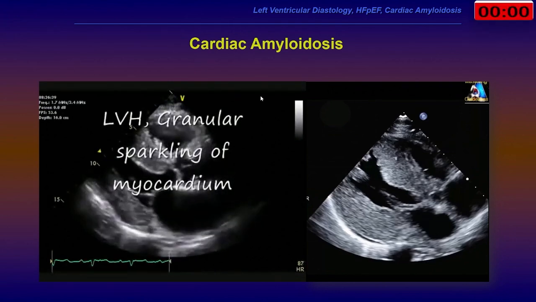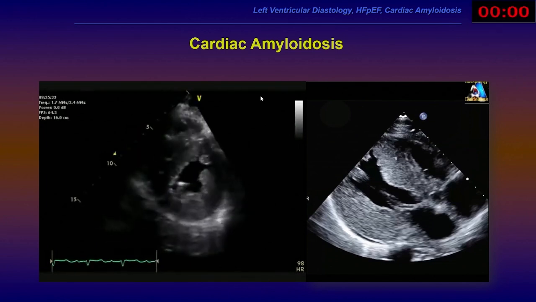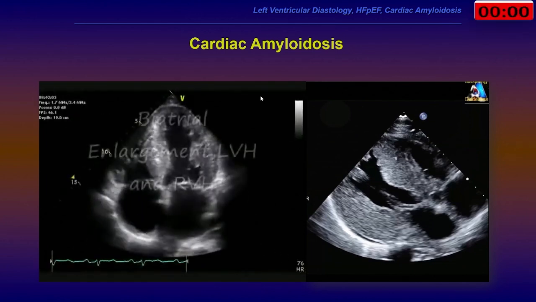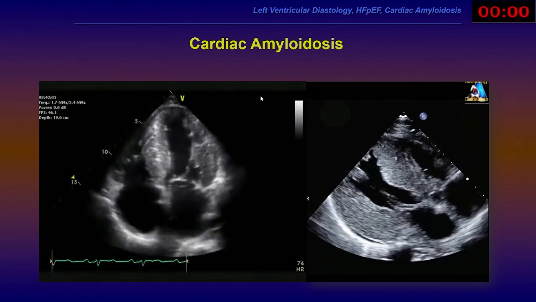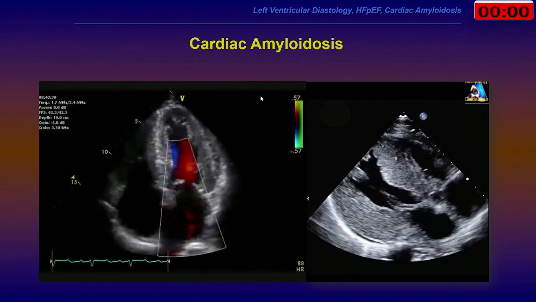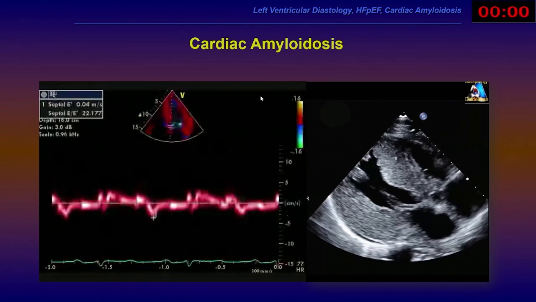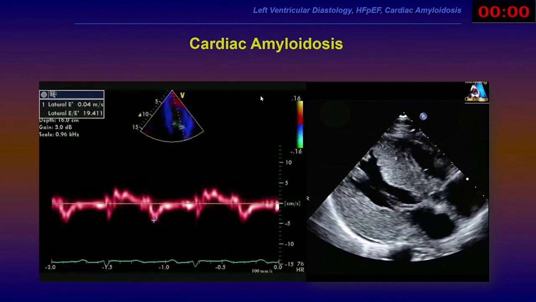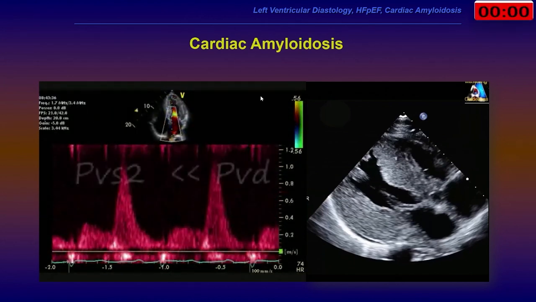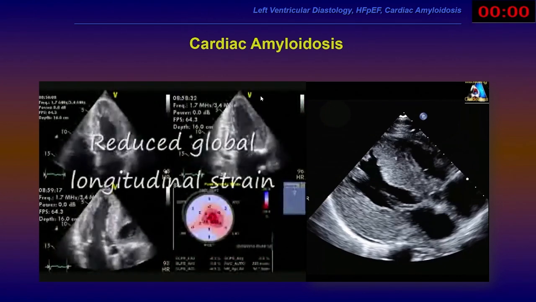So here are 2 other patients with cardiac amyloidosis. Look at this. Left ventricular hypertrophy, sparkling appearance of the myocardium, thickening of the interatrial septum, biatrial enlargement, some obliteration of the right ventricular apex, some degree of mitral regurgitation, restrictive pattern by the mitral inflow. Tissue velocity is reduced, especially the E velocity. I'm not talking about A velocity anyway. And of course, if you perform the strain rate, you can get the apical sparing figure.